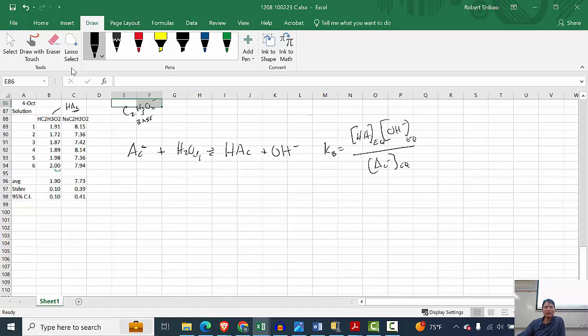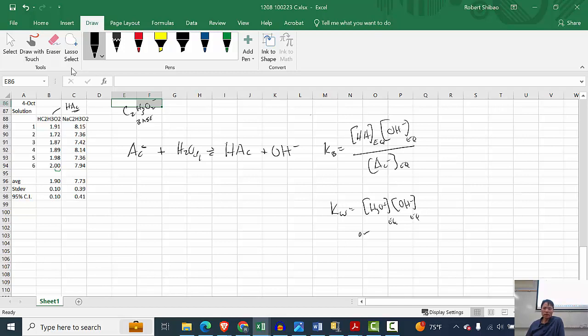And so how do we get that? Well, if you recall, Kw was equal to the hydronium ion concentration at equilibrium times the hydroxide ion concentration at equilibrium. So if we know the hydronium ion concentration at equilibrium, which we can get using the pH, we know what Kw is. Kw is 1.0 times 10 to the minus 14 at 25 degrees C. We can solve for the hydroxide concentration.